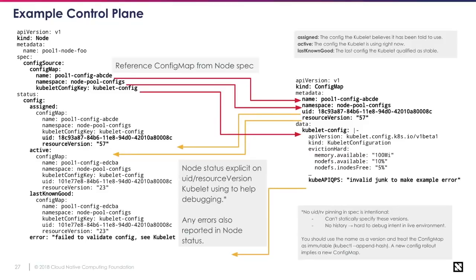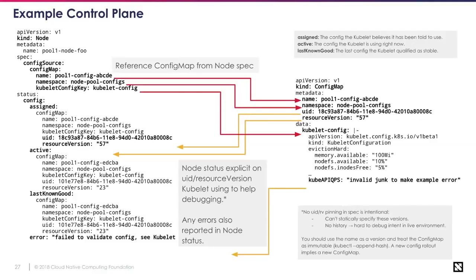Once the config becomes the last known good, it's also reported in the status. And then finally, you can see the config map in this example slide has an error. Kube-API QPS is set to a string that is not valid. And so here that error, the fact that there was a validation error, is being reported in the status as well. For pretty much all the validation errors and other kinds of errors that can be reported in the status, if you just search the exact same text in the kubelet log, you'll get a more detailed log message.